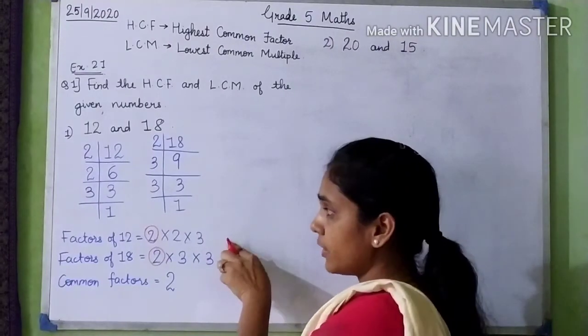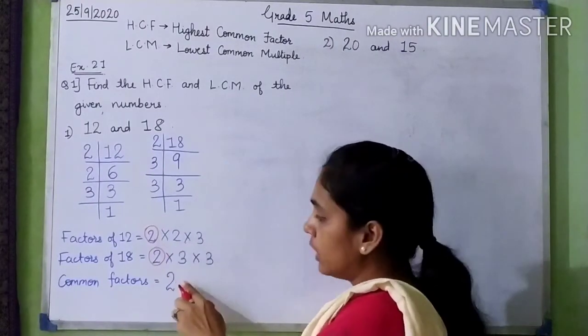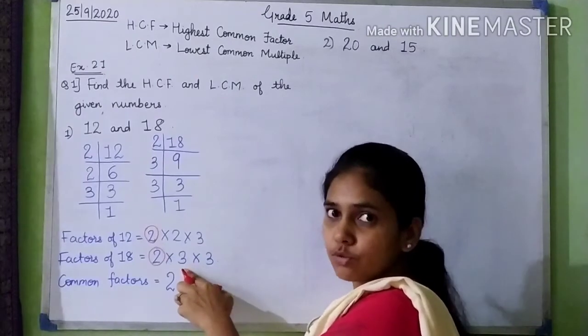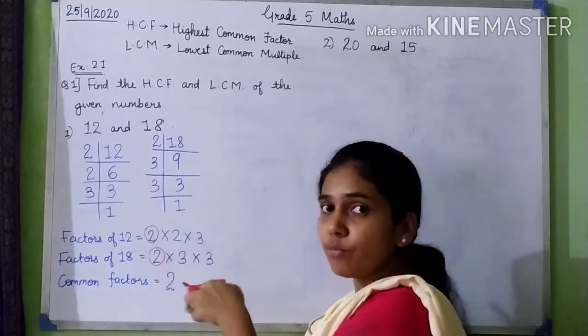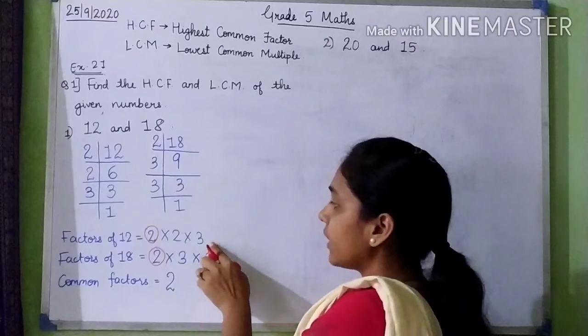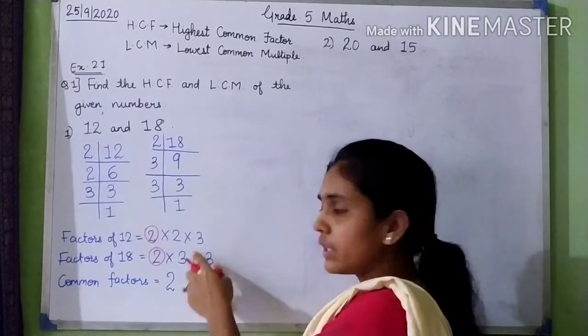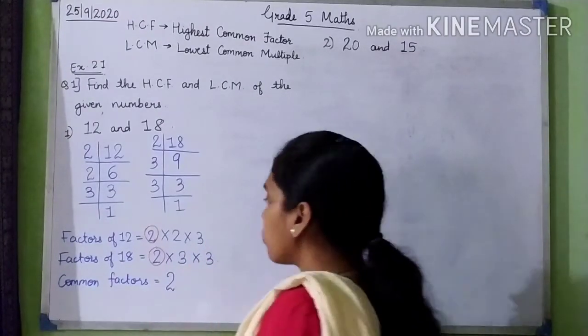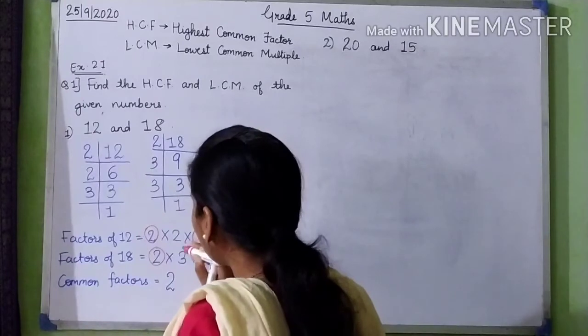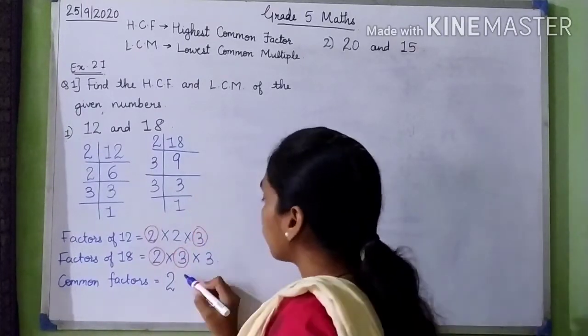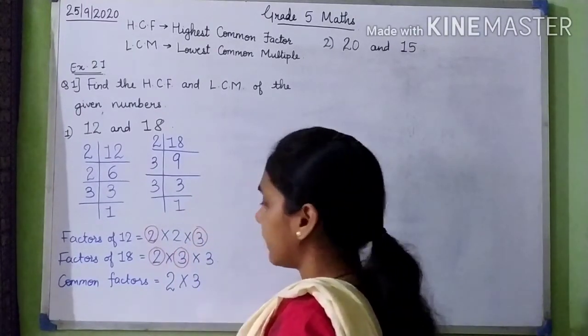Then the number 12 is having one more 2. But 18 is not having one more 2, right? So again one more 2 is not common. Then we go to the next number. This also has a 3 and this number also has a 3. So 3 is the next common factor. So 2 into 3 I write.